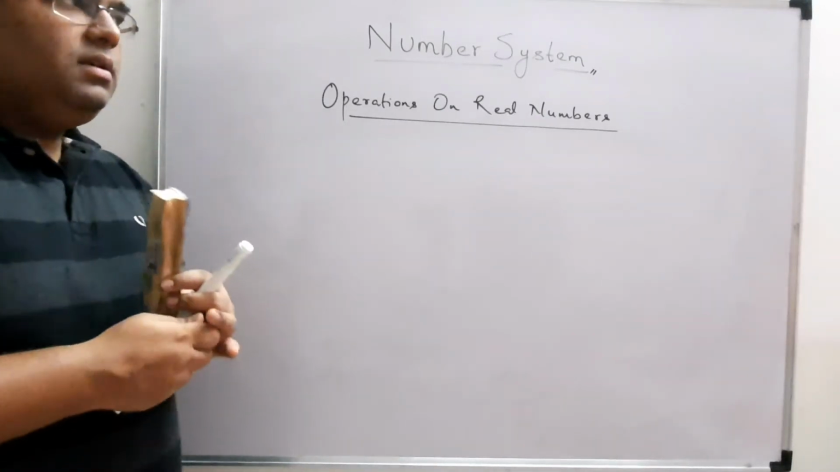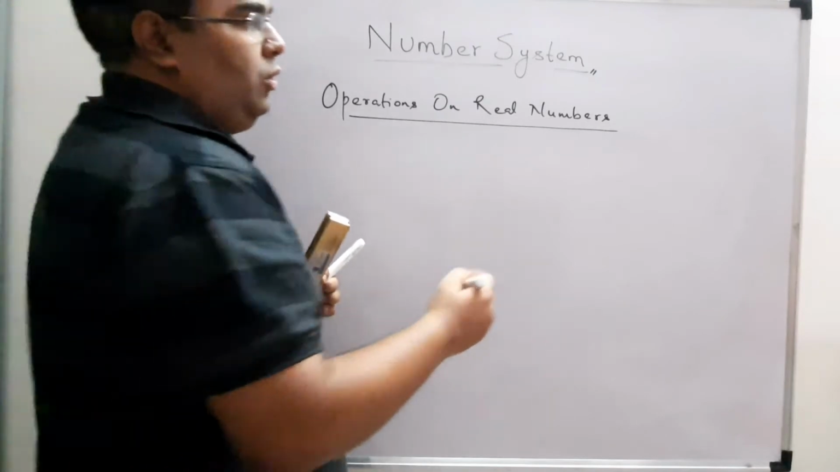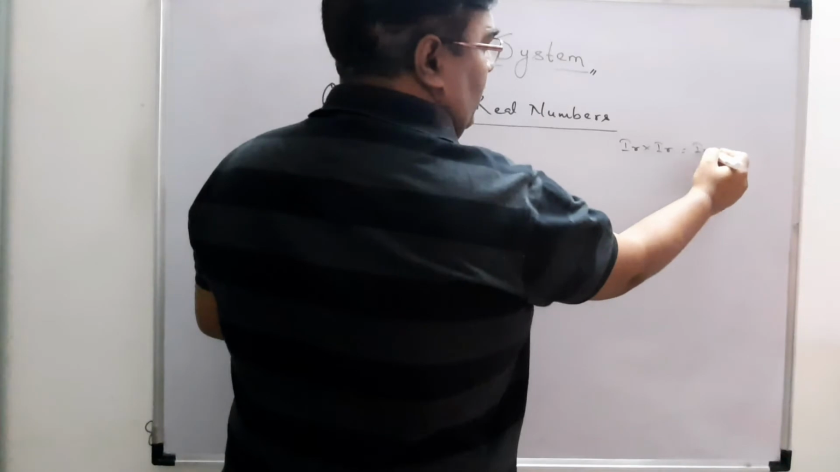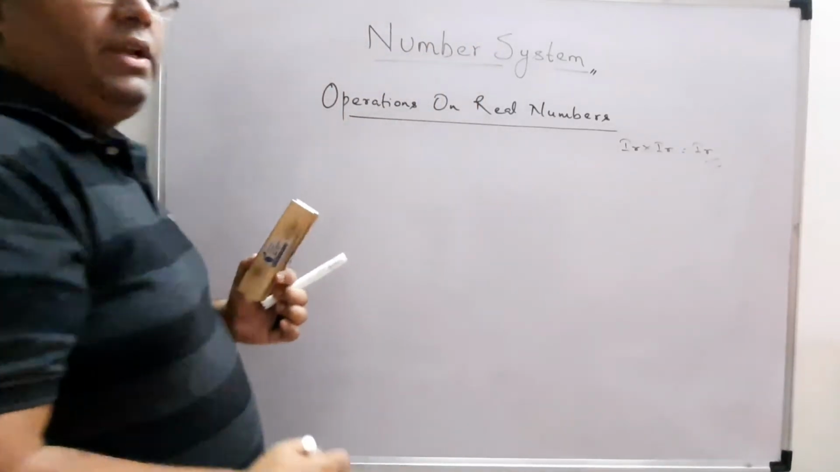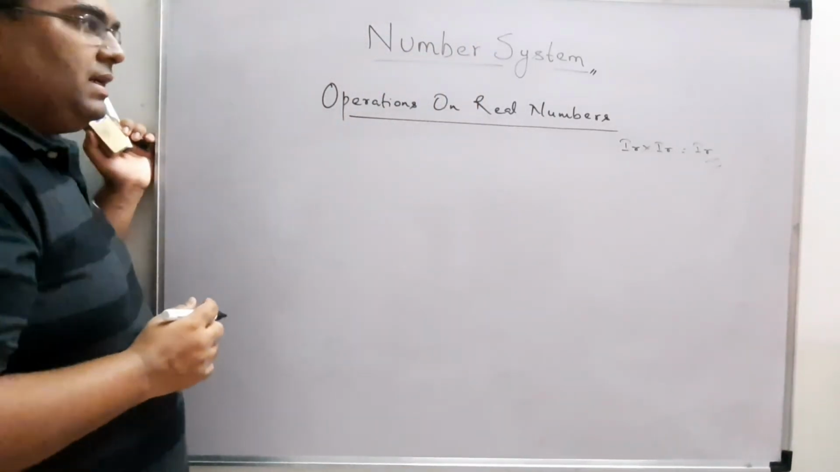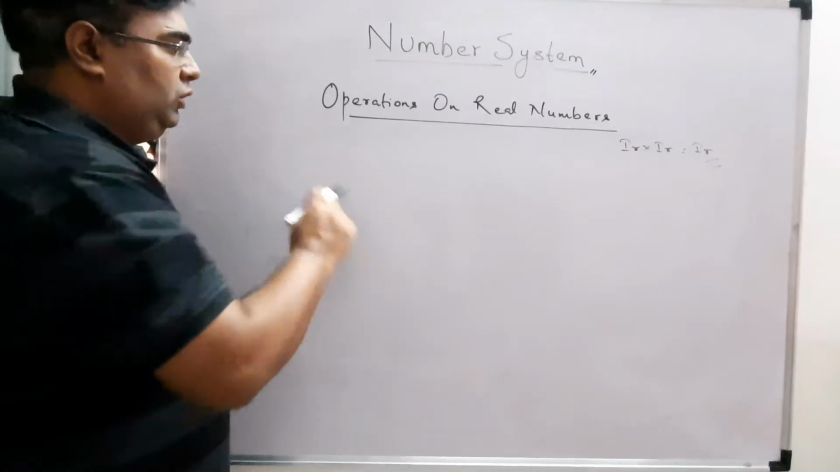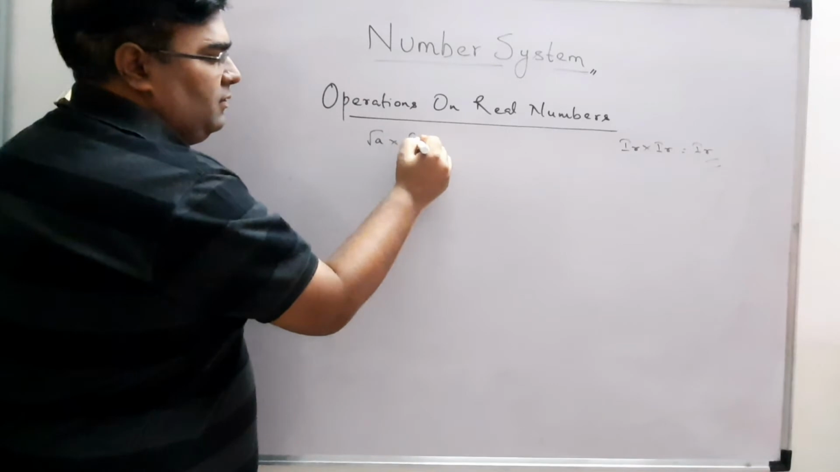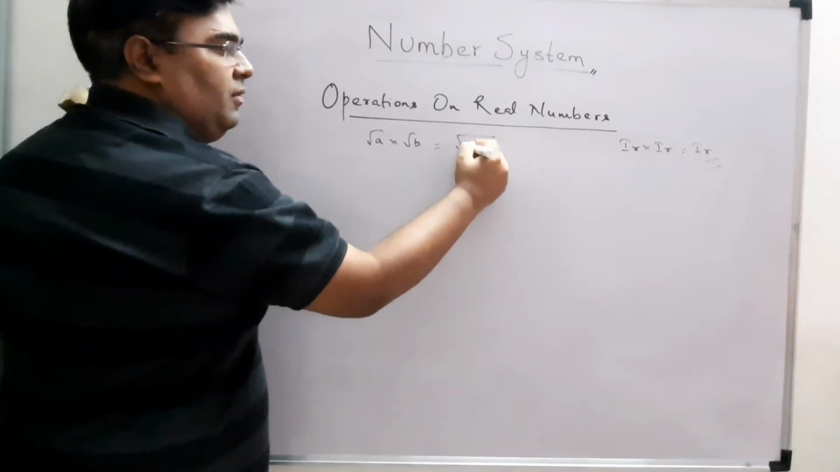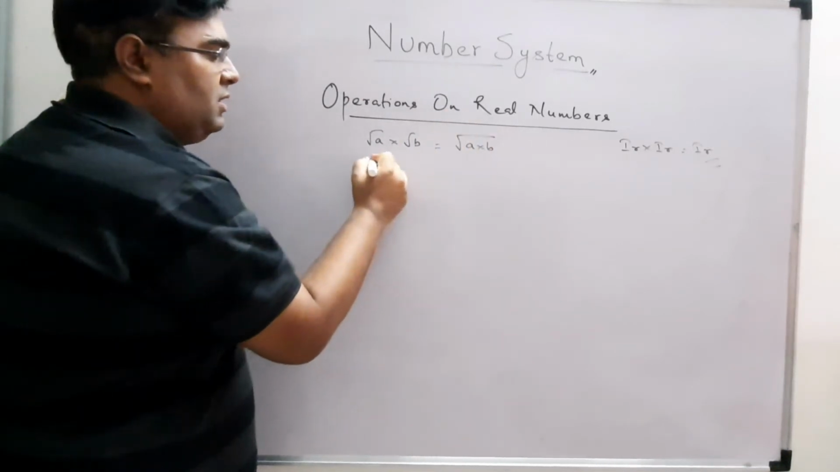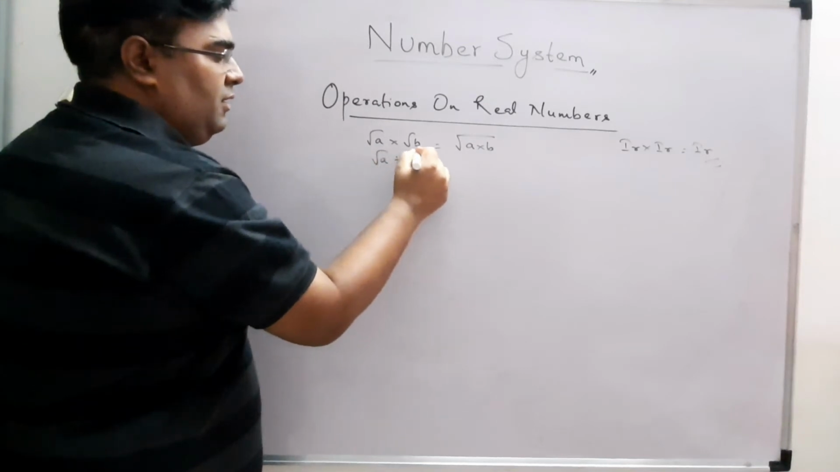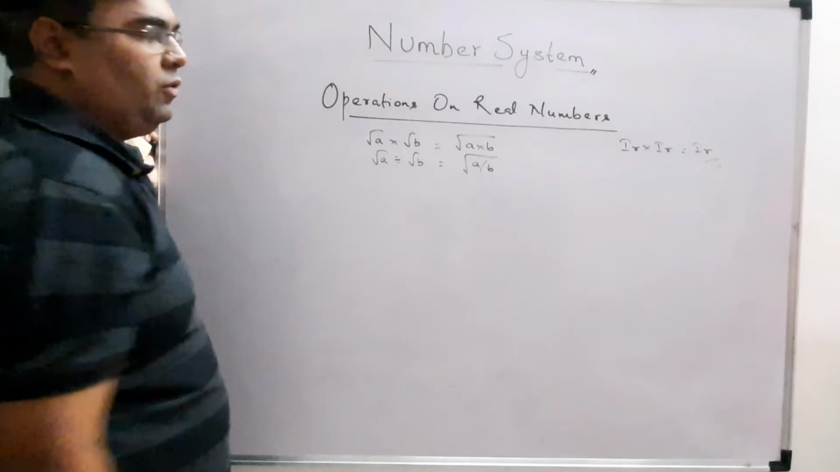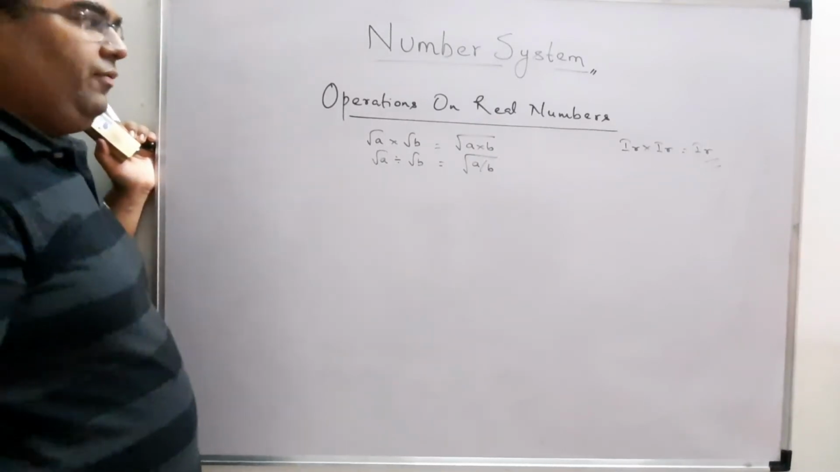Okay, we have just learned that if you multiply two different irrational numbers, you will get an irrational number, right? Now let us understand what will happen. So first of all, we write like this: two different irrational numbers, multiplication and division.